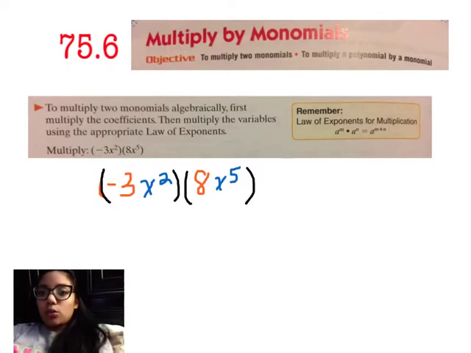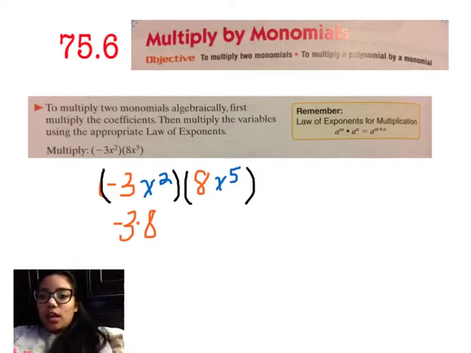So I'm going to multiply my two orange numbers, negative 3 times 8, and I'm going to write this out actually because I want to show my steps. So I'm going to do negative 3 times 8, and then it says, then multiply the variables using the law of exponents. So I'm going to go ahead and show that step 2. Times x, and the law of exponents state that all you need to do is add your exponents. I'm sorry. So I'm going to add 2 plus 5.